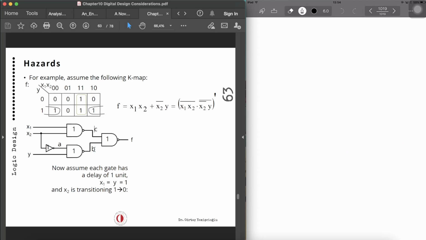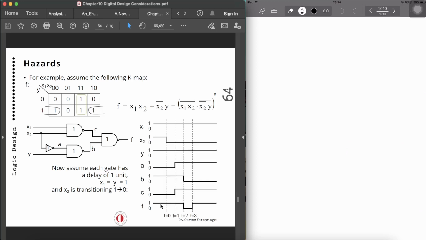Now, when we consider this as a timing waveform, x2, x1, x2, and y are our inputs. So it starts with 1, 1, 1, and this changes to 1, 0, 0, and then 1, 0, 1. This is how it goes over here.